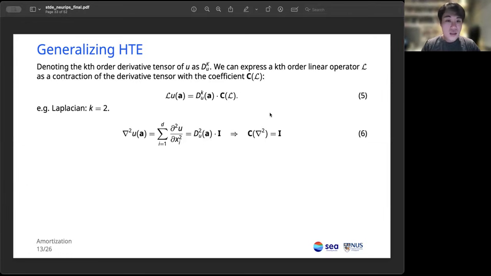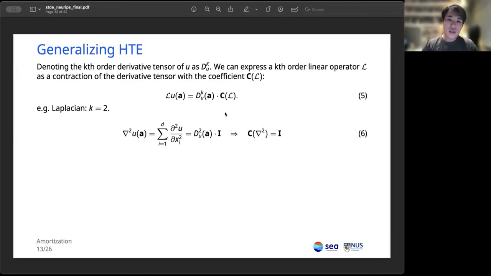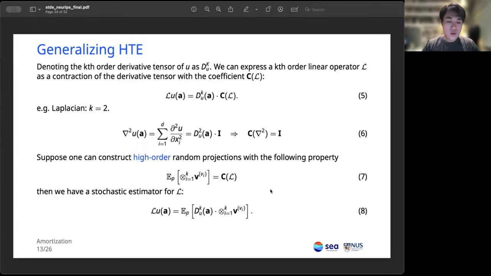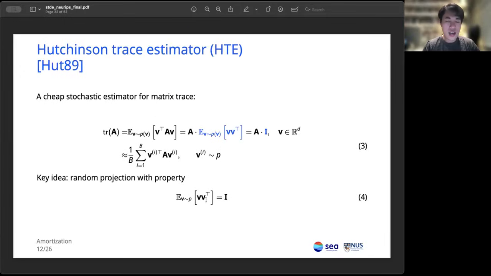And this works for any linear derivative operator of any order. Suppose one can come up with a similar kind of random projection. For higher order, we'll be doing repeated Kronecker products. Analogously, this is a higher order generalization of this isotropic property.